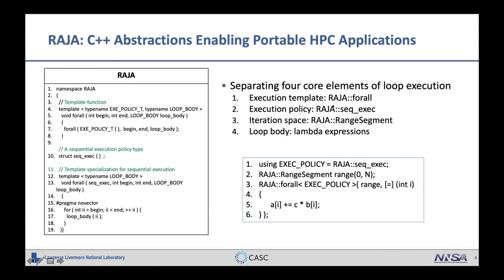So you have this execution template, and you have the execution policy for different hardware devices, and RAJA provides different execution policies. The simplest policy, of course, is a sequential policy. And on top of that, you can have the OpenMP CPU multi-threaded policy, or GPU policy, or CUDA policy, or vectorization execution policy, and many other combinations.